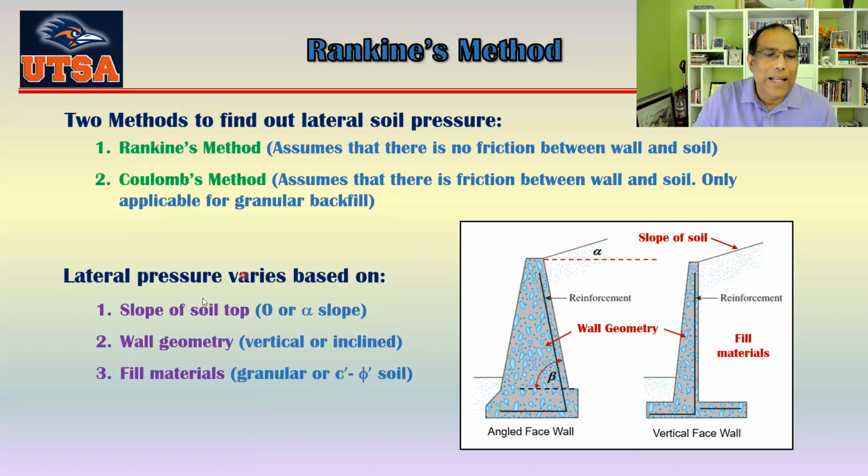Okay. And now, the second thing is wall geometry. The wall could be something like that, a cantilever, or that could be an old gravity type or semi-gravity type wall, which has a back face. We call that one the back face. That back face could be either vertical, or that could be with an angle. So based on that, your pressure will also change.